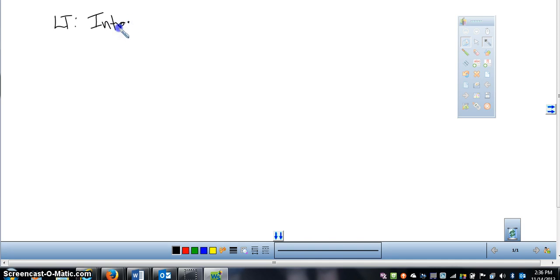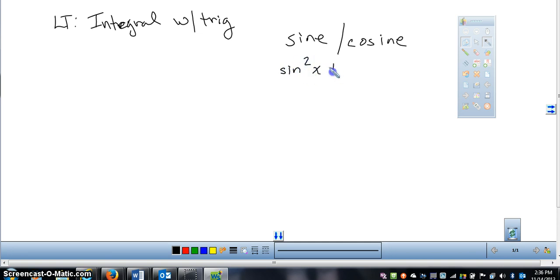integrals with trig functions. We're going to look at one type today. We're going to look at when we have sine and cosine together because they go together. The reason is that sine squared plus cosine squared equals 1. So we're going to be using that fact today to evaluate. So let's look at this. We're going to integrate the cosine cubed of x times sine to the fourth of x dx.